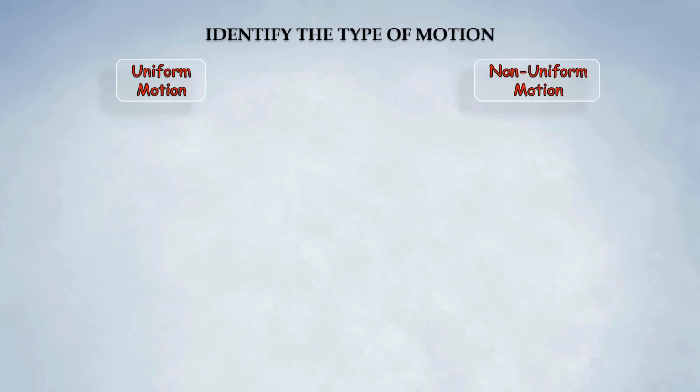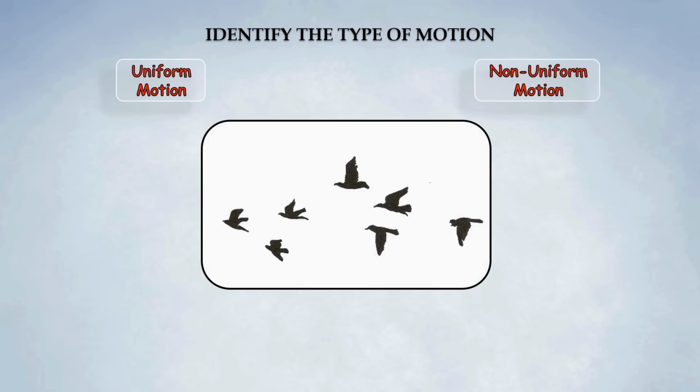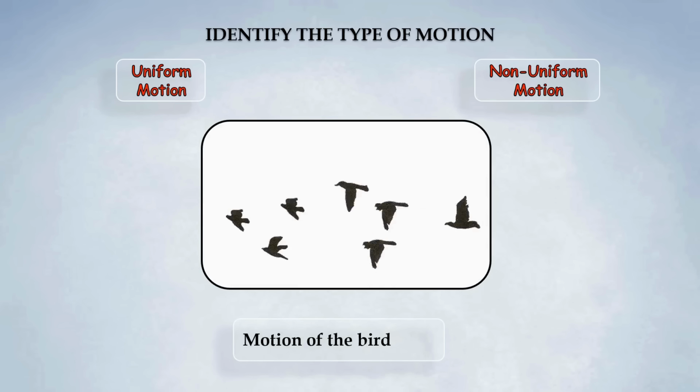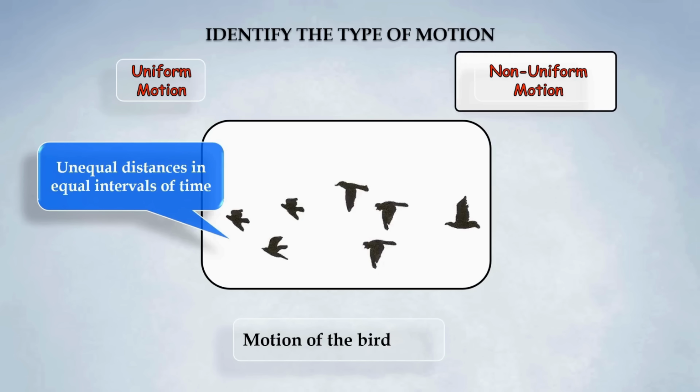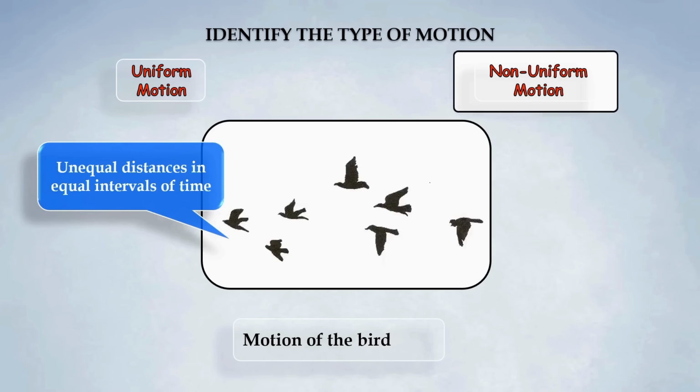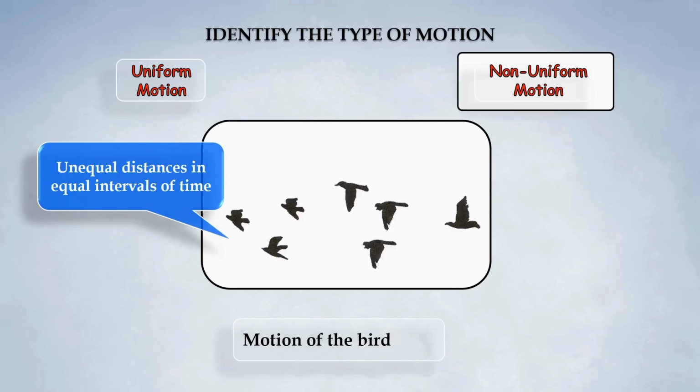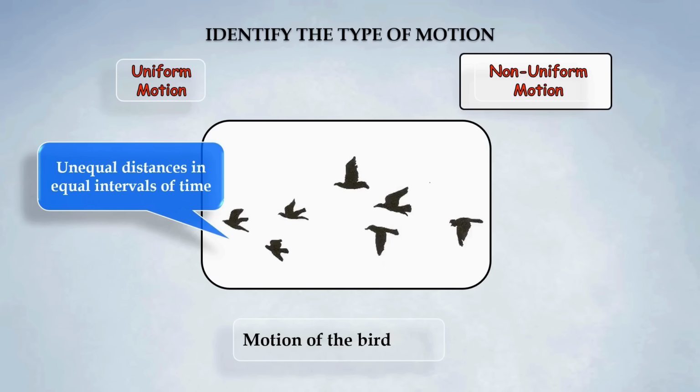Case 5. Motion of a bird. Observe the motion of the bird. A bird changes its speed and direction frequently while flying and does not cover equal distances in equal time intervals. Hence, the motion of a bird is non-uniform motion. So, by observing how distance changes with time, we can identify whether the motion is uniform or non-uniform.